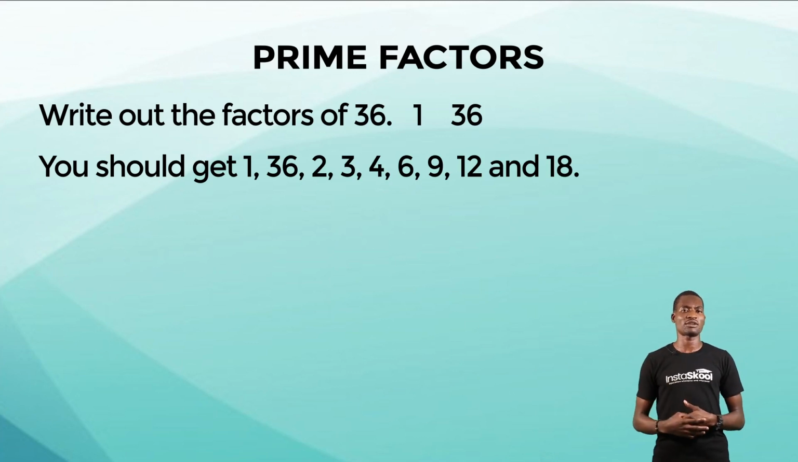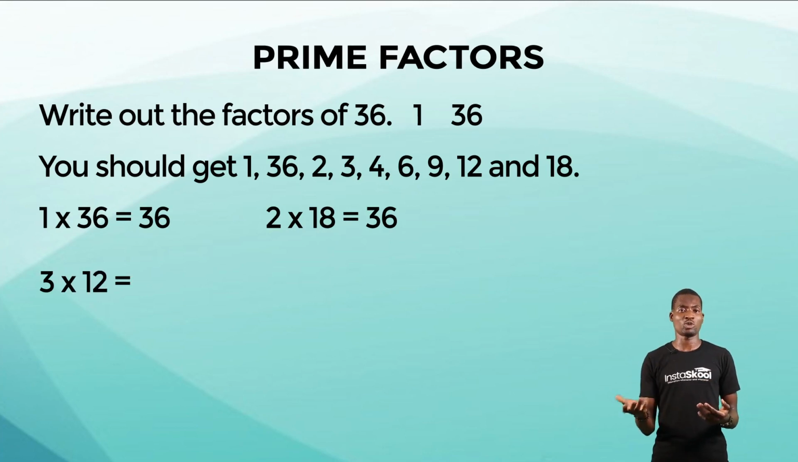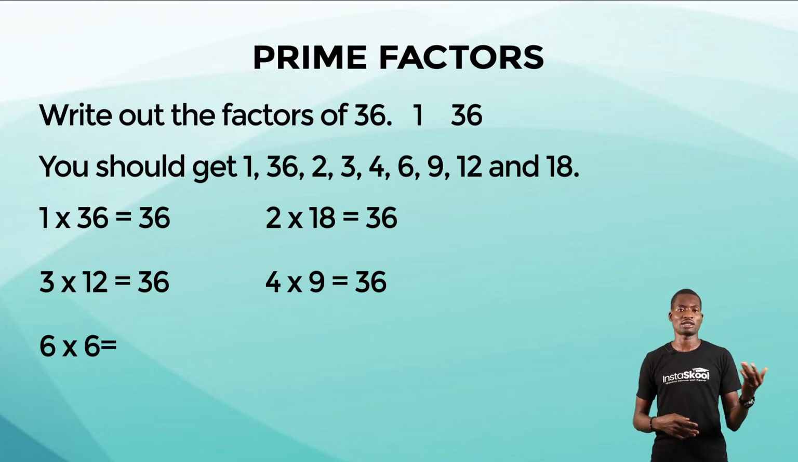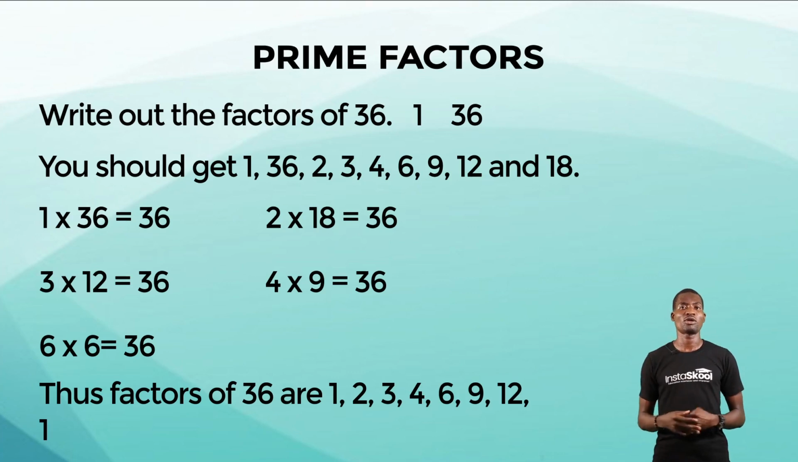Now, how do you know that these are factors? You simply combine them by multiplying them. 1 by 36 will give 36. 2 multiplied by 18 will also give 36. 3 multiplied by 12 will give 36. 4 multiplied by 9 will give 36. And 6 multiplied by 6 will give 36. Then we rearrange the factors. So the factors of 36 are 1, 2, 3, 4, 6, 9, 12, 18, and 36.